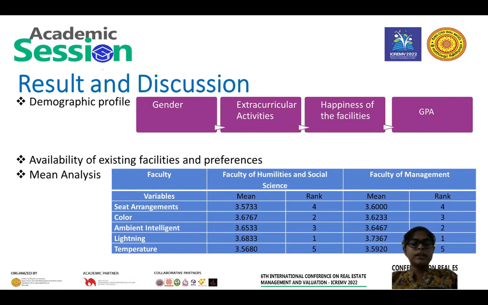The next one is the mean analysis. The mean analysis was done to check the satisfaction with the ambient conditions. According to the collected data, the undergraduates in both faculties selected lighting as the most satisfied factor, and they selected temperature as the least satisfied factor.